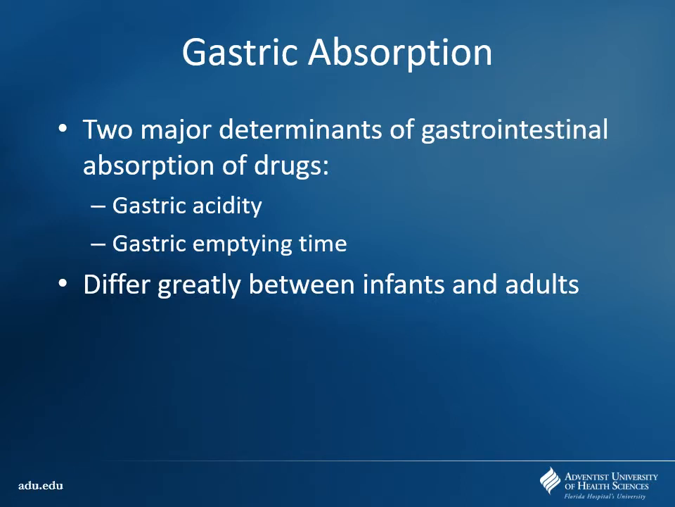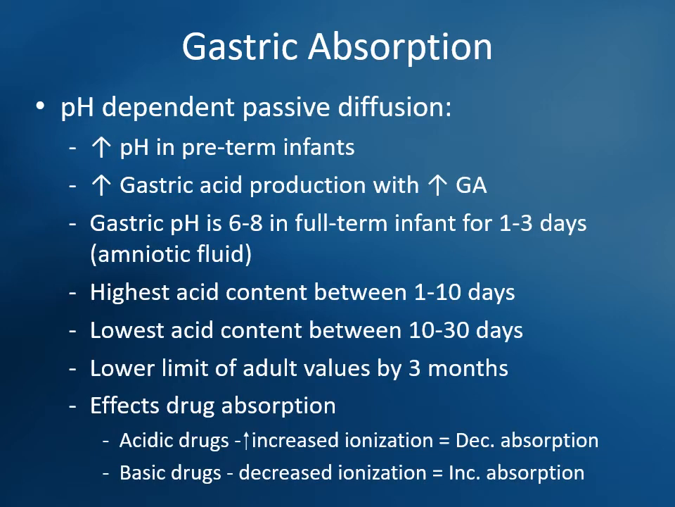So looking at gastric absorption first, two of the big things that affect how well drugs are absorbed are the gastric acidity and the gastric emptying time. If you imagine gastric acidity, how do you think that changes in a pediatric patient versus an adult, especially a neonate? Are they producing a ton of acid, especially if they're premature? Probably not. It takes them a little bit of time to ramp up to start producing that. So you're going to find lots of difference here between an infant and an adult patient. For things reliant on pH-dependent passive diffusion, the pH is going to be up pretty significantly in a preterm infant.